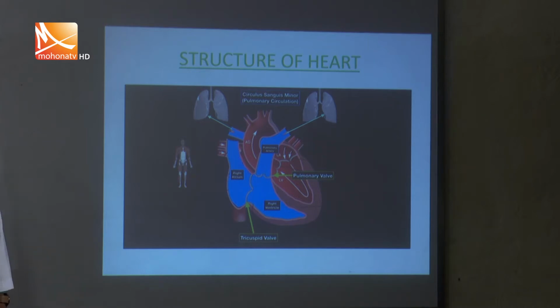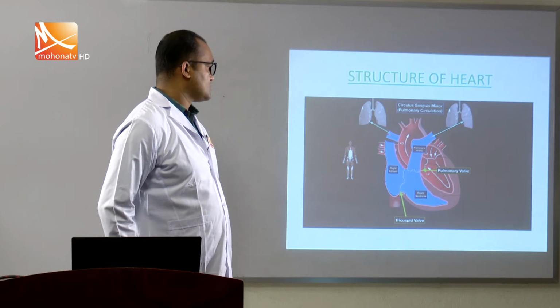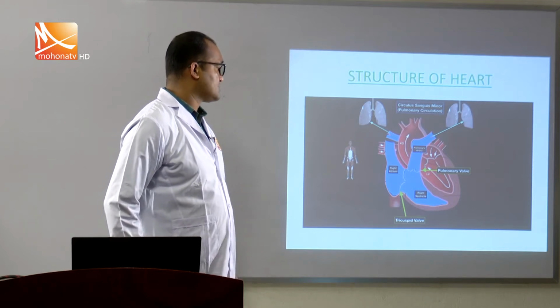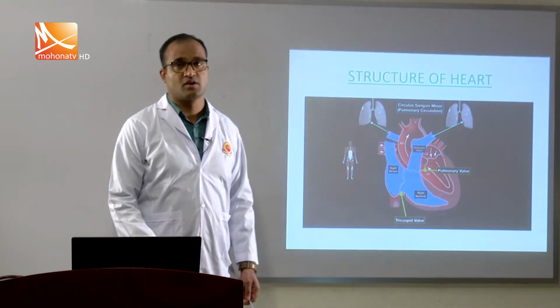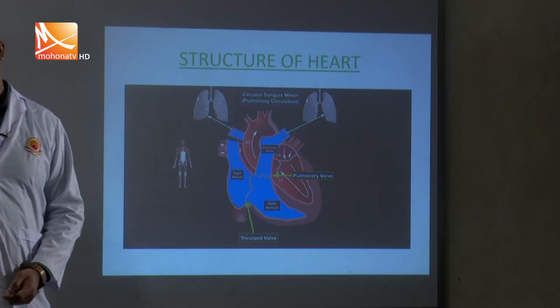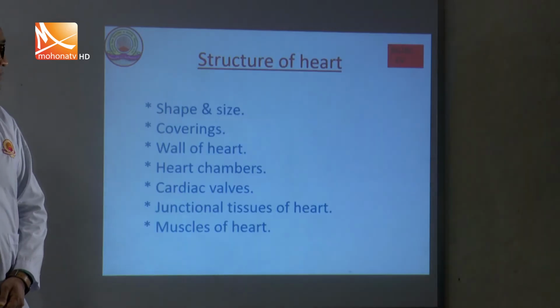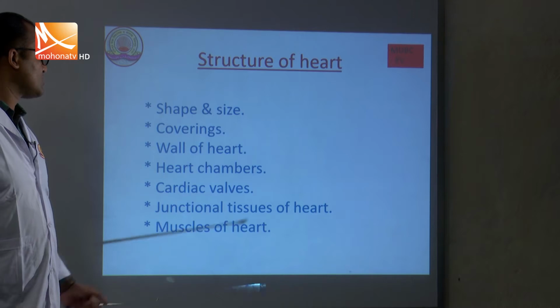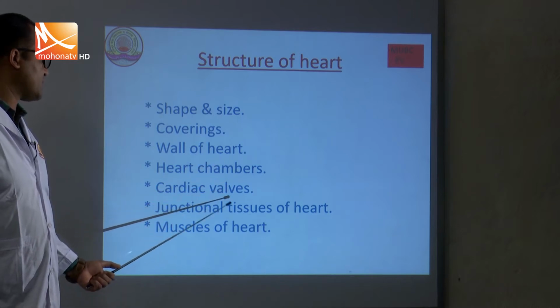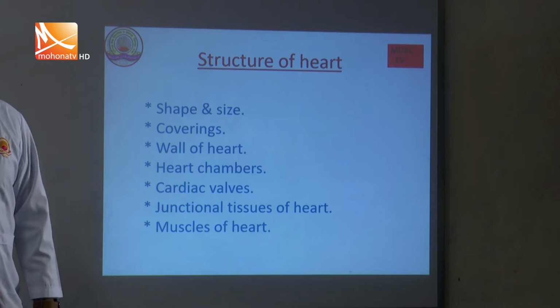Structure of the heart. Already we know the heart has two atria and two ventricles. They are also called the four chambers, and the human heart also consists of some arteries and veins. Structure of the human heart: firstly, we note the shape and size, coverings, wall of the heart, heart chambers, cardiac valves, junctional tissues of the heart, and muscles of the heart.